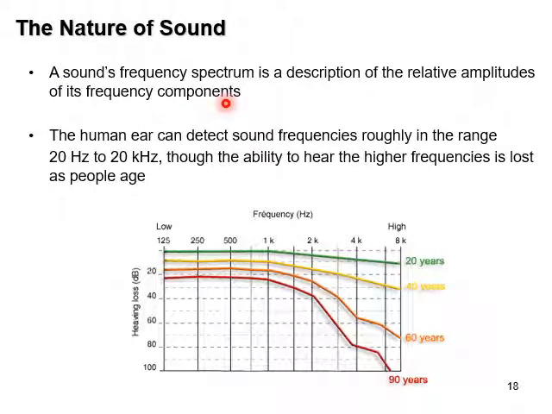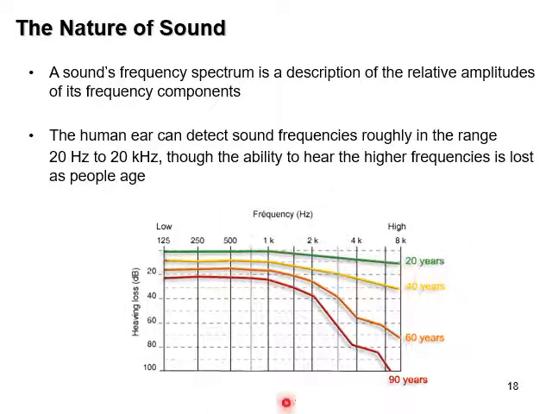One thing about our ability to hear is that it actually deteriorates with age. So the human ear, as we said, can detect sound frequencies roughly in the range from 20 Hz to 20 kHz, though the ability to hear the higher frequencies is lost as people age. So as people age, they cannot hear the high frequencies well.